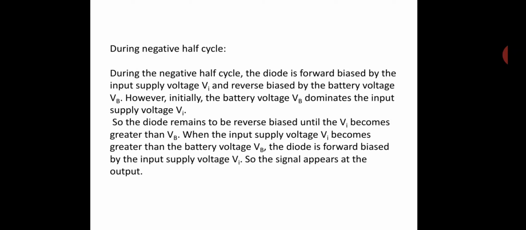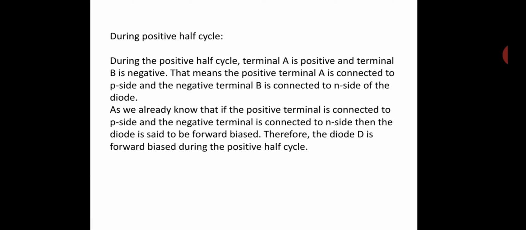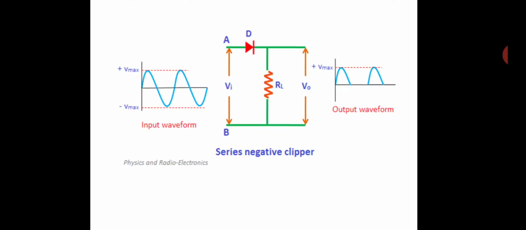The next clipper is the series negative clipper. What does series negative clipper mean? The diode is in series and cuts the negative part. So it is called a series negative clipper, and at the output we receive the positive portion of the input AC signal, like that. The diode is in series, the output is positive and the negative is eliminated, so it is called a series negative clipper.